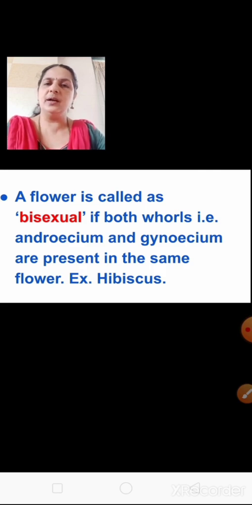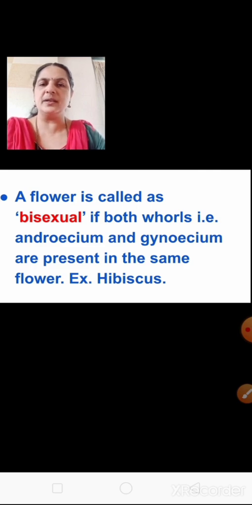Okay. The flower can be bisexual as well as unisexual. What is the meaning of bisexual, children? Bisexual, by the name itself, two sex. That means both the androecium and gynoecium are present in the same flower. Some flowers will have only the male part, that means only androecium. Some flowers will have only gynoecium. But if the flower has both androecium and gynoecium together, like the hibiscus, have you all seen? I showed you in 9th standard also, we have seen hibiscus. I have shown you androecium as well as gynoecium over there. So both are present in the same flower. It is called bisexual.